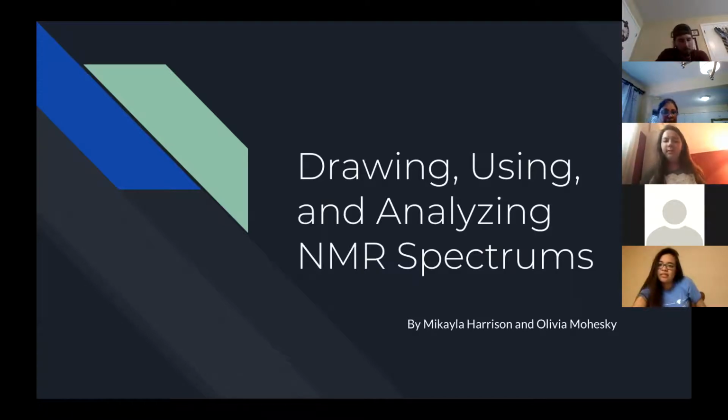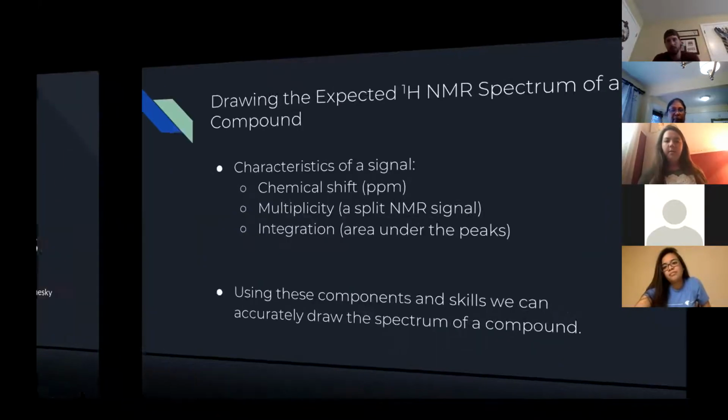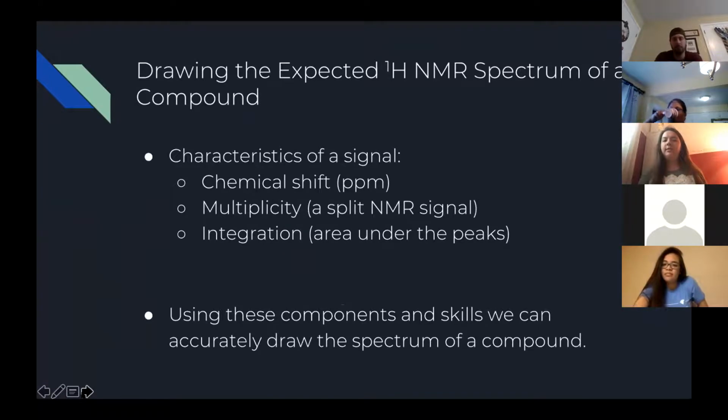Okay, so now what we're going to do is there's two techniques we're going to learn. One is drawing the spectrum, and the other one is looking at a spectrum and being able to identify the compound. So you guys have already talked about the chemical shift, the multiplicity, and integration. I think the previous presentations went over that. Does that all sound pretty familiar? Okay. So now we're going to use a combination of all three of these skills to do both of these things.